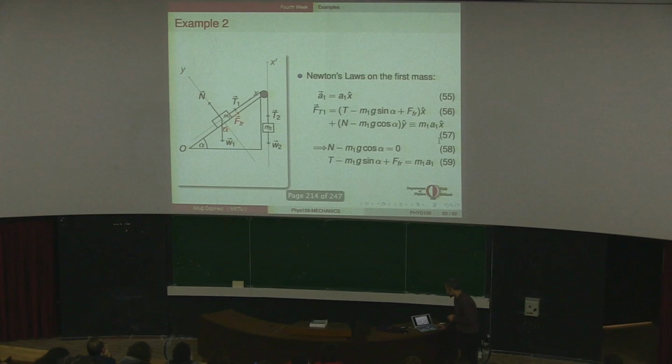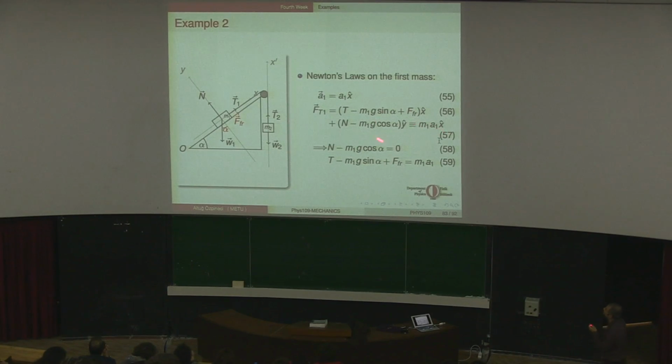Well, I know the forces. I can just sum the forces. This is the sum of the forces. Along the x direction, I have the tension, the component of the weight along the minus x direction, and the friction force. Along the y direction, I only have the normal force and the component of its weight along the y direction, along the perpendicular direction to the surface. And again, Newton's second law tells me that this has to be equal to the mass of the object times its acceleration, m1 a1 x-hat.